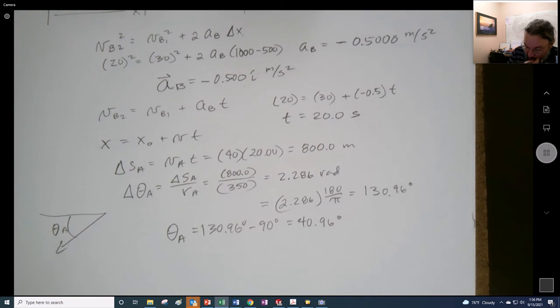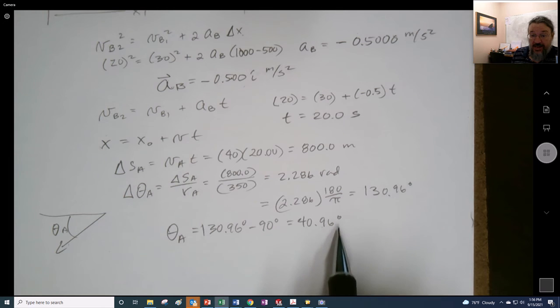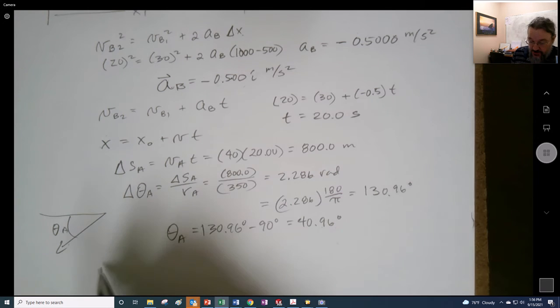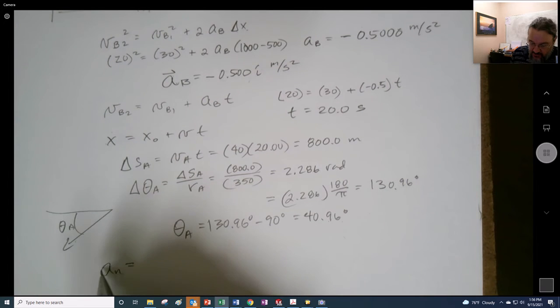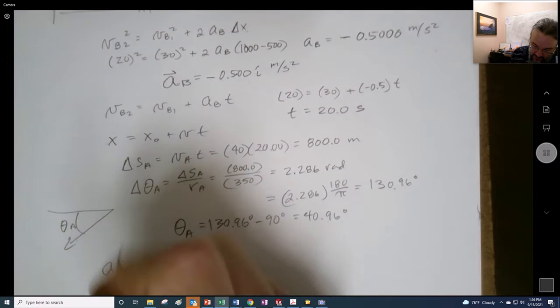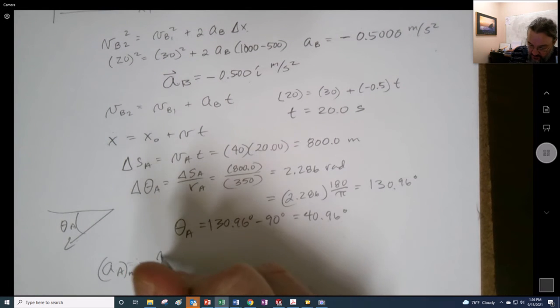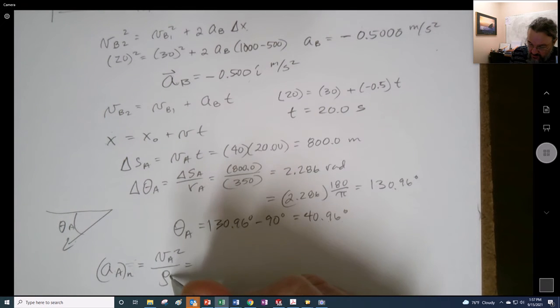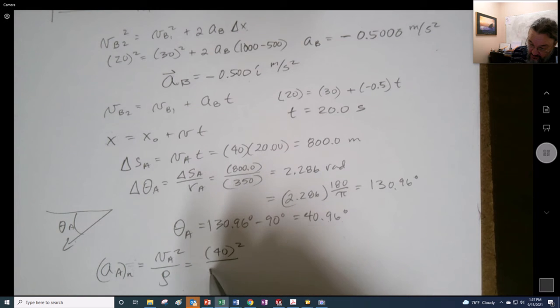Now we want to get the acceleration. All right, now that we have this position, let's get the acceleration. We know it's going at a constant speed, so the acceleration of A is all going to be in the normal direction. So it's VA squared over rho, which is the same thing as RA here. So we're going to have 40 squared divided by 350.